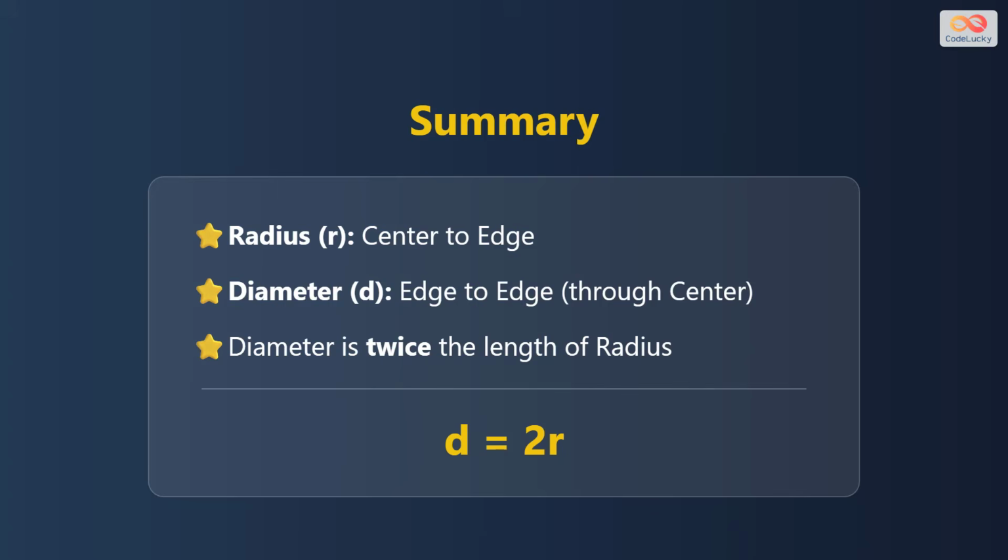To summarize what we learned today, the radius is the distance from the center to the edge. The diameter is the distance across the circle, passing through the center. And the most important rule to remember is that the diameter is always equal to 2 times the radius.